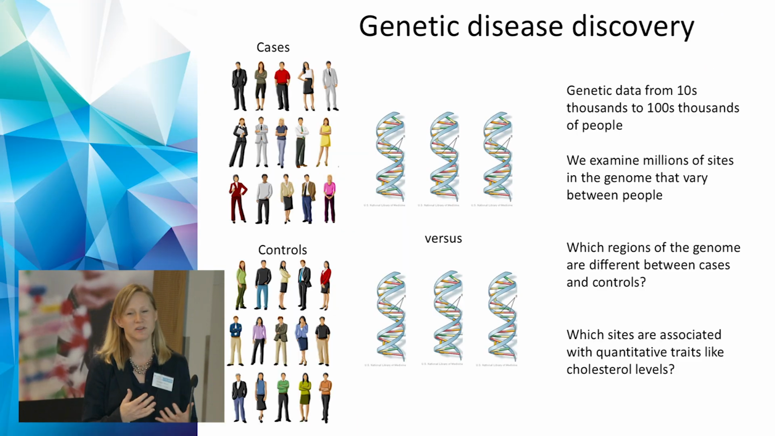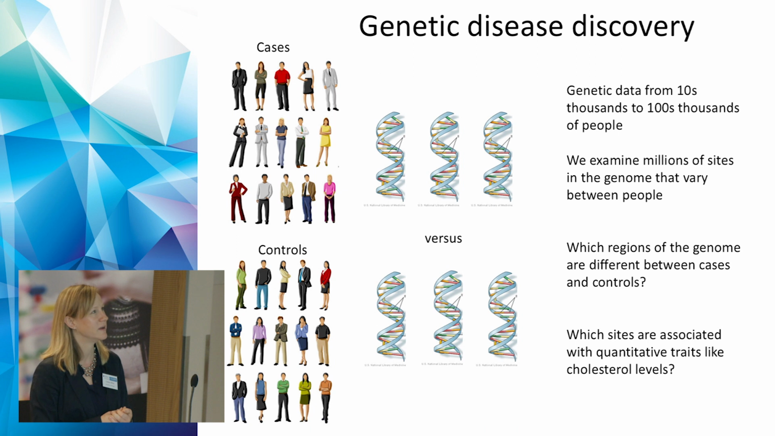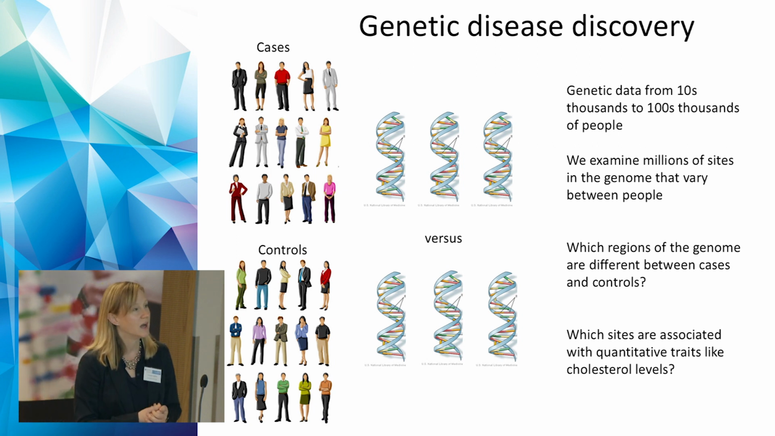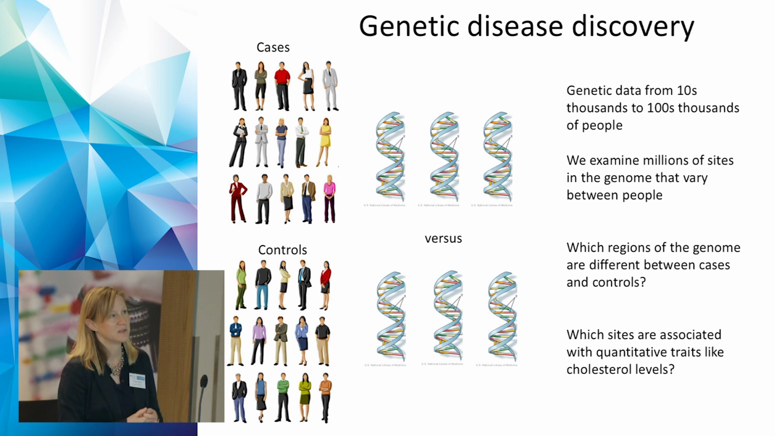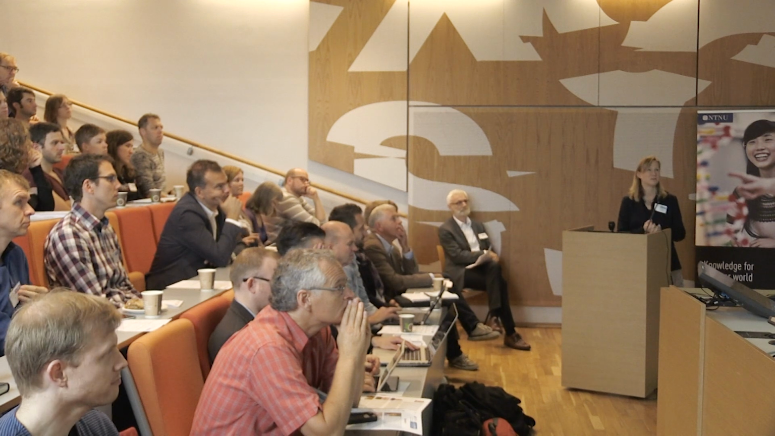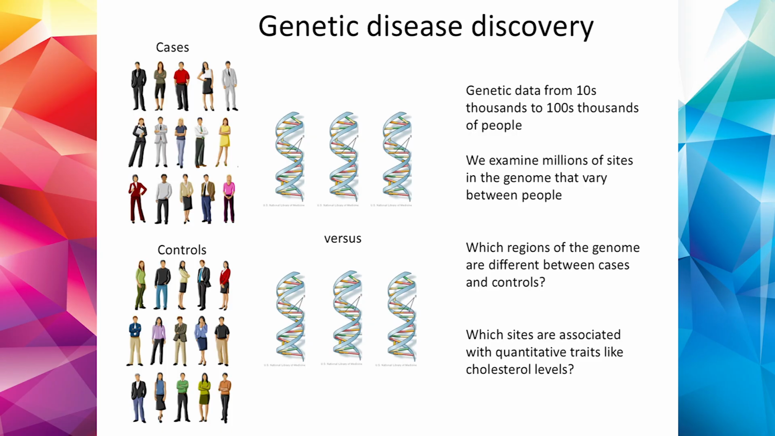So this is a little bit of an overview of what we mean by genetic disease discovery. We start with something like cases and controls for a particular disease. We look at the DNA in cases and we look at the DNA in controls. Ideally, we're going to look at genetic data from tens of thousands to hundreds of thousands of people, which you're all well aware are fully available within the impressive resource of the Hunt study. Typically, we're going to examine millions of different sites in the genomes of these people.